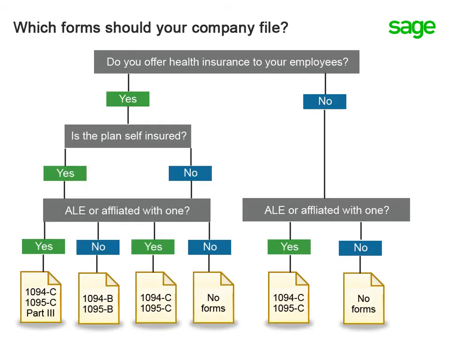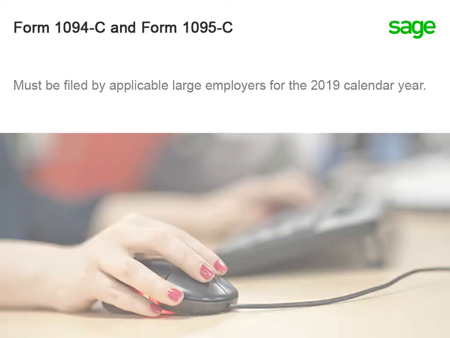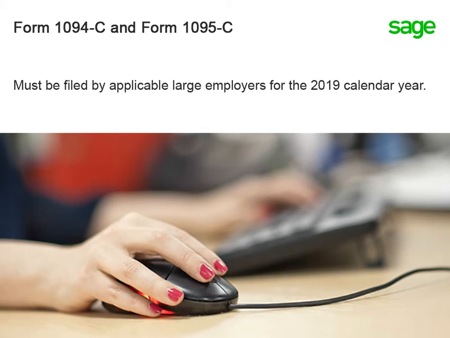This chart demonstrates which forms you would need to file as an employer. You can pause this video while you examine it. In most cases, the employer files Forms 1094C and 1095C, unless it is a small employer that is self-insured. If your company qualifies as an applicable large employer, you must file 1094C and 1095C forms for the calendar year. Let's find out more about these forms.